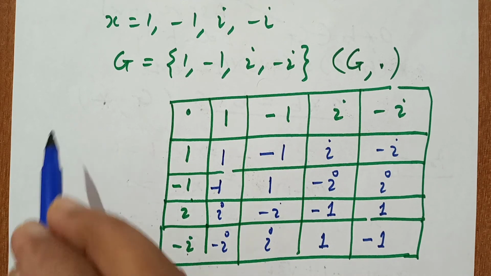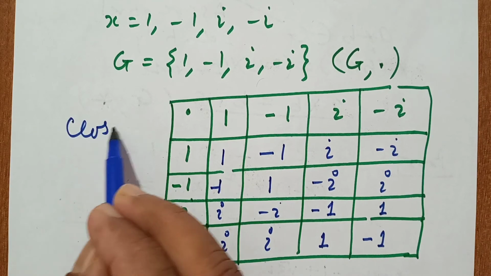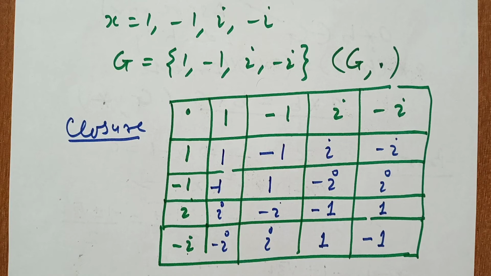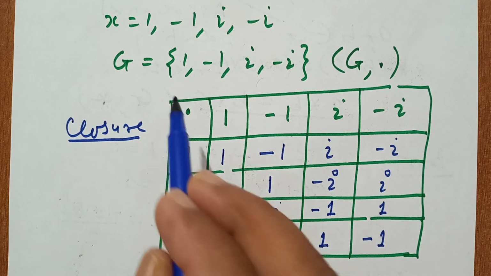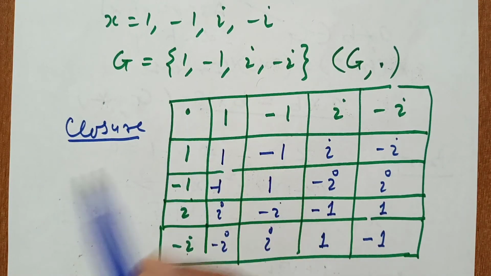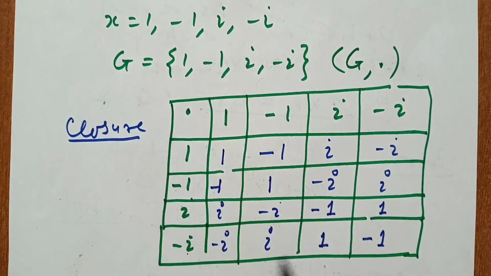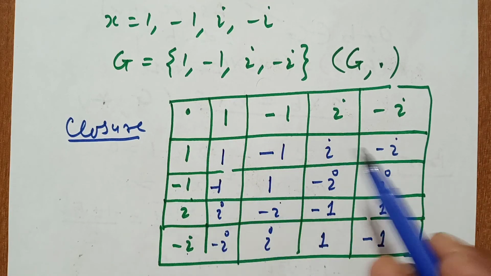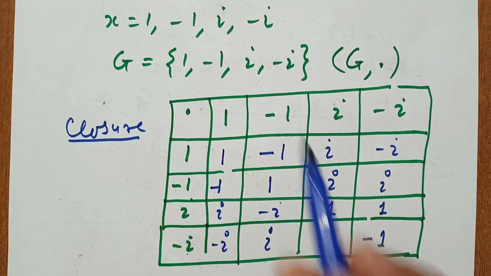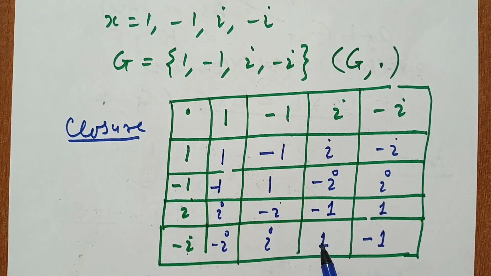So first is closure law. Closure law is very easy. What is closure law? If you take any 2 elements of this set and multiply, then the new element is also in G. So by the group table, you have multiplied each and every element. So you see all the elements of this table are in G. Okay, so this is closed.